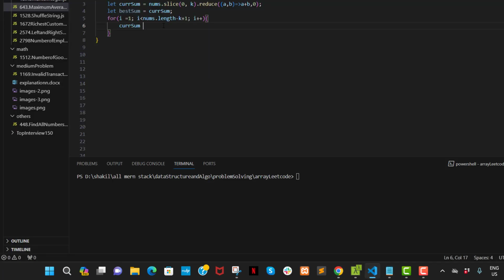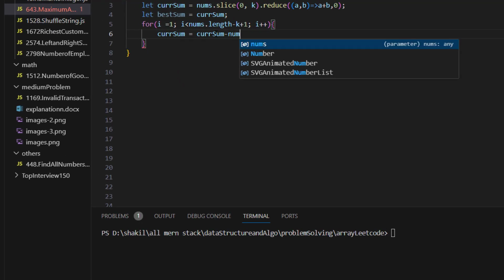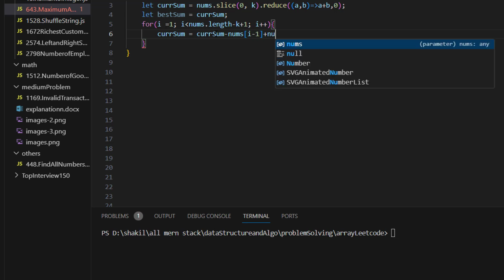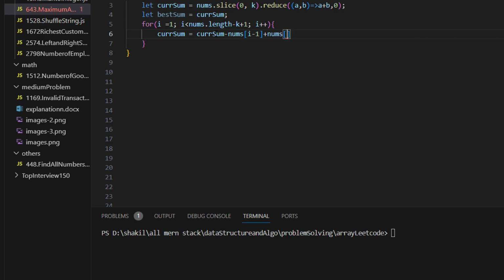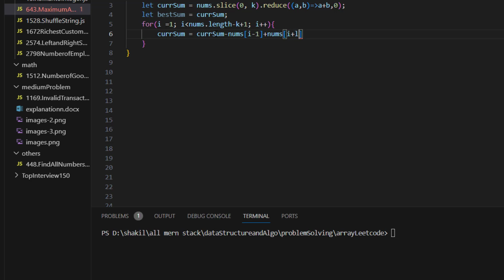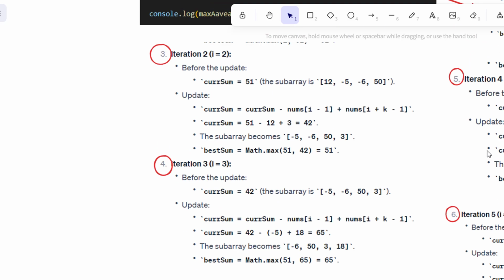So current sum equal to current sum. I will update it: minus nums[i - 1] plus nums[i + k - 1]. It is almost like a formula. And all the explanations are given over here. Now you will understand very easily.